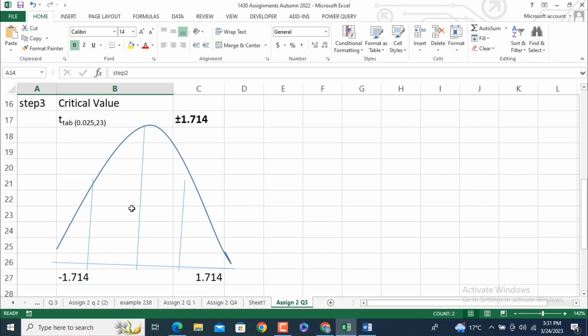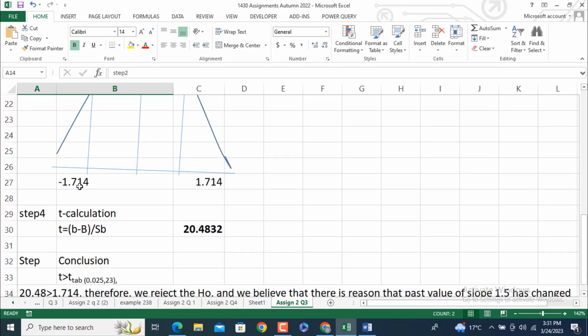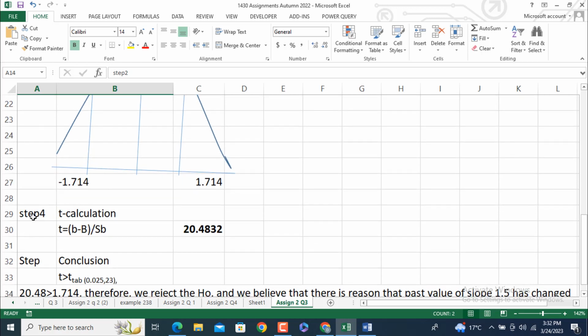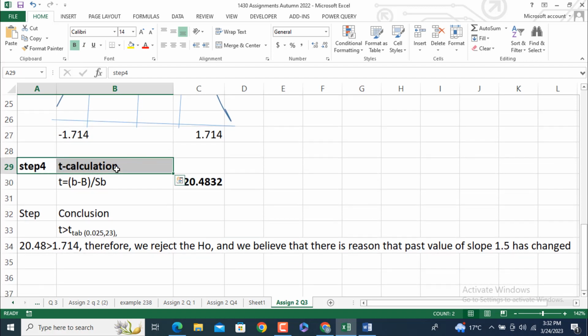Diagrammatically it has been drawn here. Look at the normal distribution, which has two tails, minus 1.714 and positive 1.714. The region between the two limits is the acceptance region. If the value lies beyond these limits, then we reject the null hypothesis.